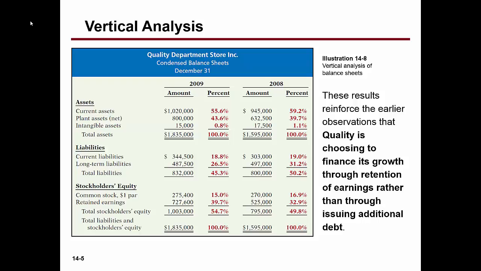Yep. Because if I didn't, it wouldn't have come out to 18.8%, because this book decided to divide it by the total liabilities plus stockholders' equity. But if you want to divide it by total liabilities, I have no problem with that. You can decide to do whatever analysis you want on these things, right? Well, it is a different percentage because you used 832,000 as your denominator instead of 1,832,000. And that might be a reasonable analysis of my liabilities, what amount is current versus non-current, right? So you could do that analysis too.